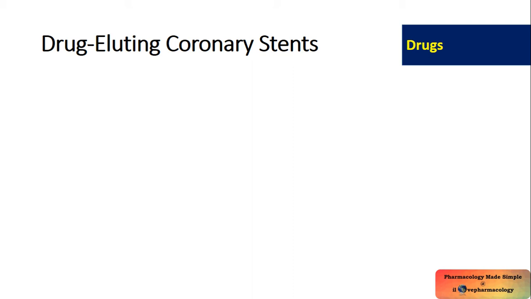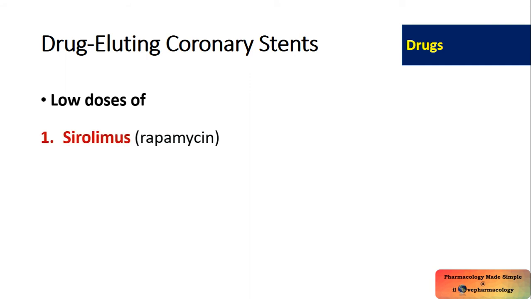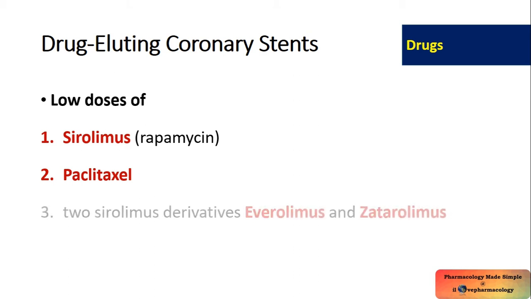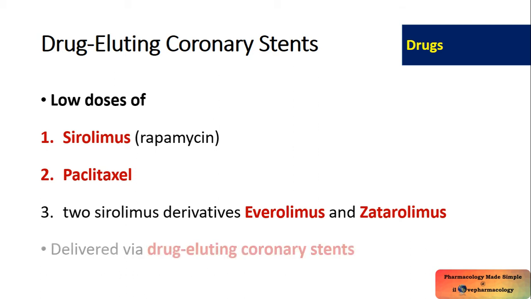Coming to the drugs which are used in the form of drug-eluting coronary stents, we have low doses of sirolimus, which is also called rapamycin. We have paclitaxel and two more sirolimus derivatives, that are everolimus and zotarolimus. So these are the four drugs which you need to remember, and they are delivered via drug-eluting coronary stents. Along with the coronary stents, basically these drugs will be used. They have a beneficial effect which you are going to learn in the subsequent slides.